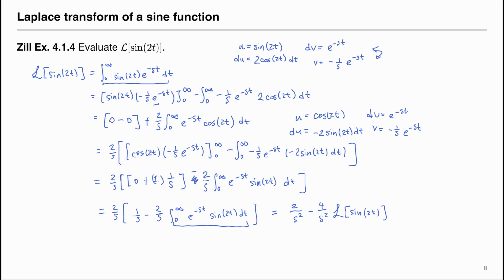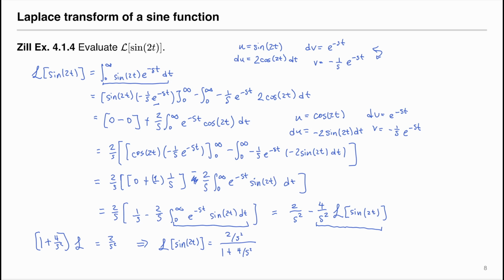Okay, and because we have the Laplace transform on both sides, we can isolate that and solve for it. So if I move this to the left, I have 1 plus 4 over s squared times the Laplace transform equals 2 over s squared. So that gives us that the Laplace transform of sine of 2t equals 2 over s squared divided by 1 plus 4 over s squared.